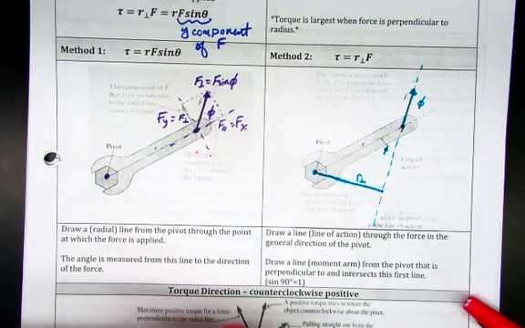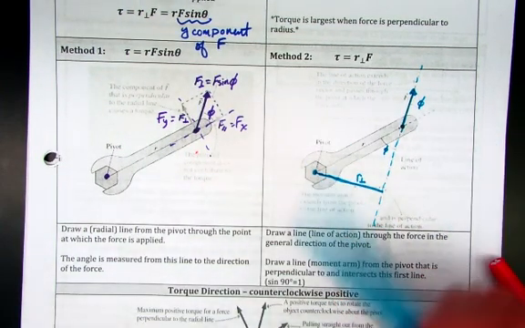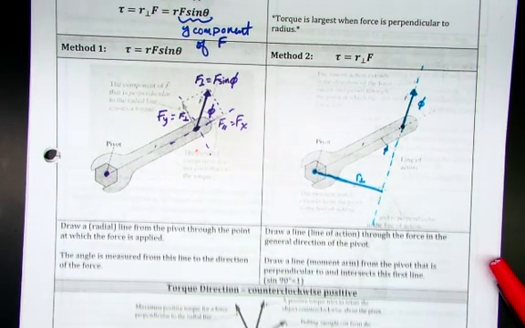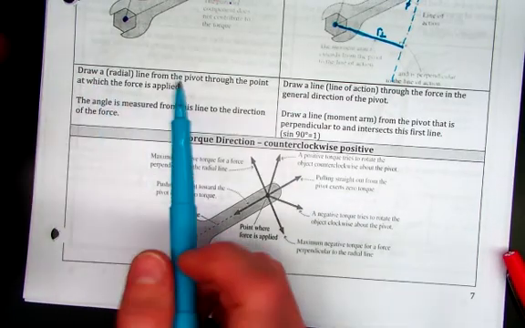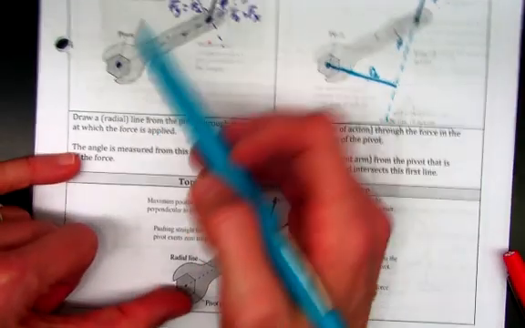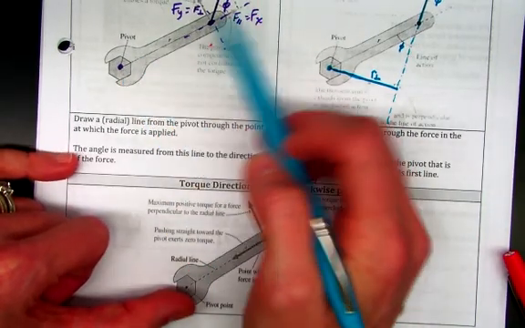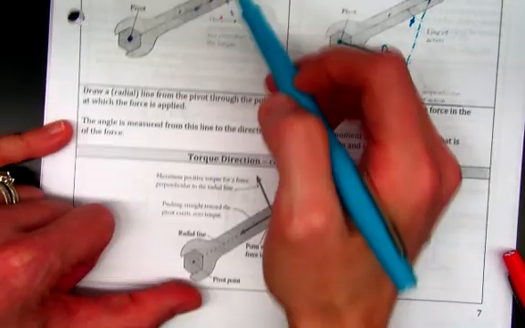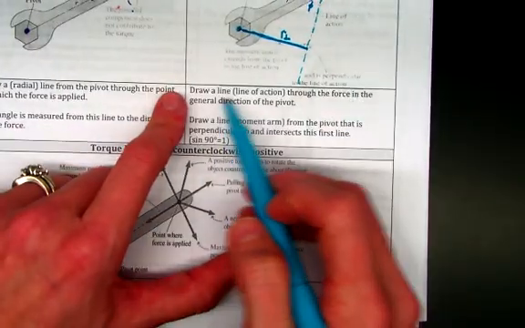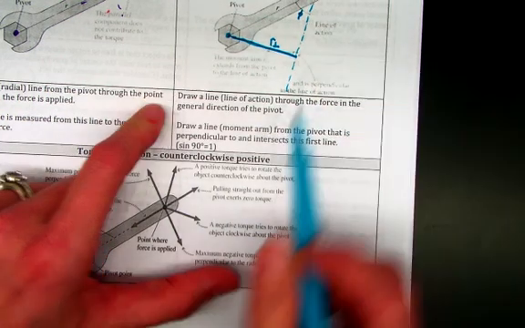Okay, so I think here there must just be directions. So draw a radial line from the pivot through the point at which the force is applied. So here's my x-axis line. The angle is measured from this radial line to the force. Or you can draw a line of action through the force. They're going to draw a line from this pivot to make it perpendicular. Okay, everybody good? All right.